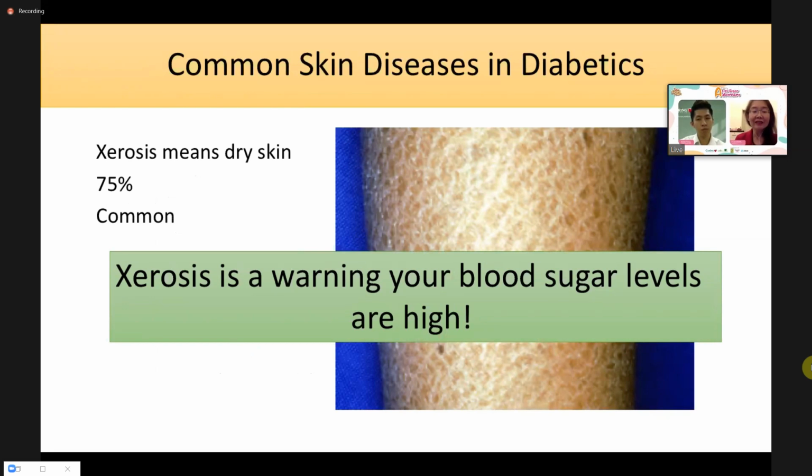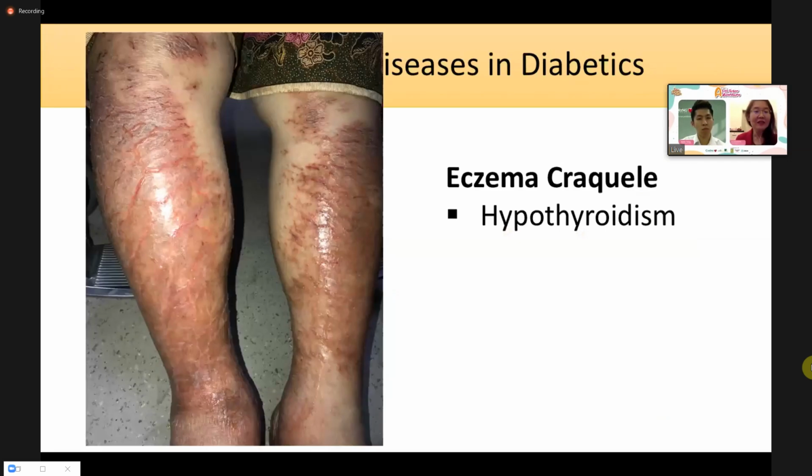Okay, dry skin is actually a warning sign that your blood sugar level is high. So if you suddenly have a dry skin, you suddenly have itchiness, you may even want to check your sugar and see whether you have diabetes or not. Okay, so this is one of my patients who has very itchy skin. If you look at the skin, it's cracked. It's like a river bed, cracked until it is painful. Even touching water is very painful for her.